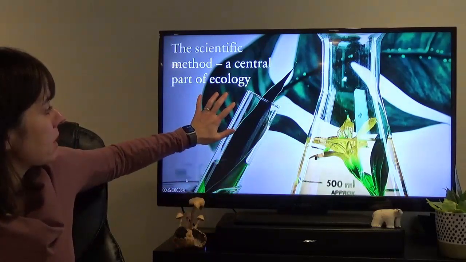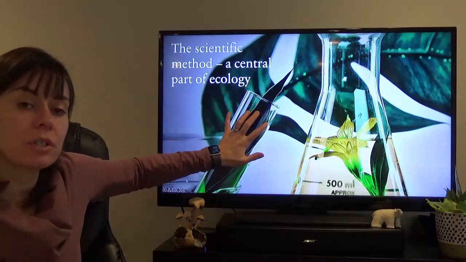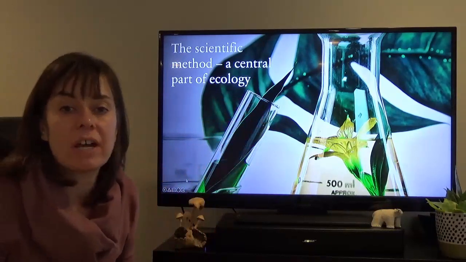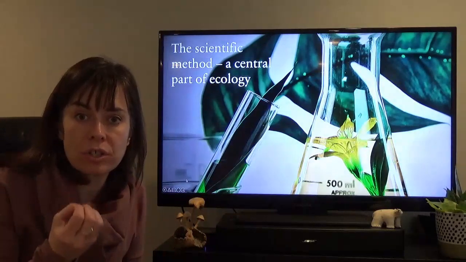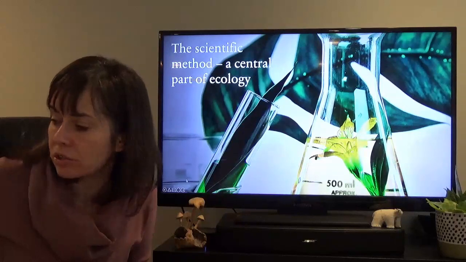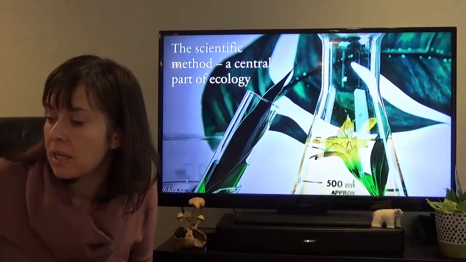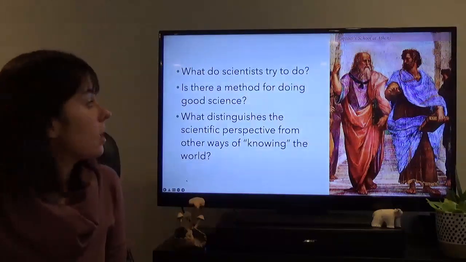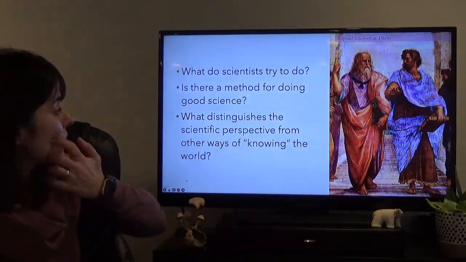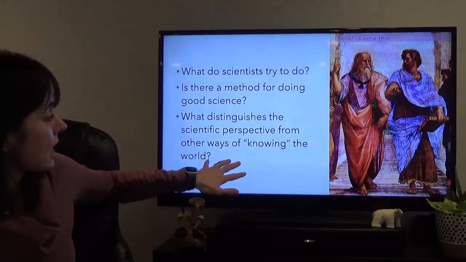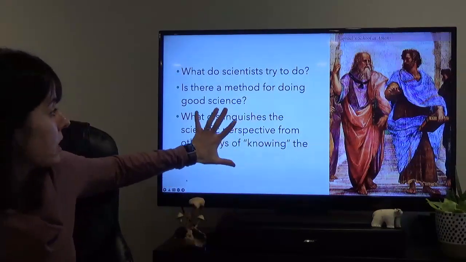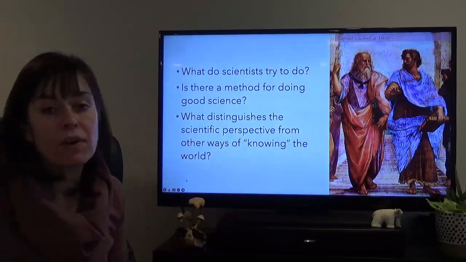So, the scientific method. We already touched on this earlier in the course. It's really a central part of ecology. It's one of the things that really defines Western ecological science compared to traditional ecological knowledge, as we just talked about. So, what do scientists do? Is there a method for doing good science? What distinguishes the scientific perspective from other ways of knowing the world? And so this is what we'll cover off on a little bit in this section.